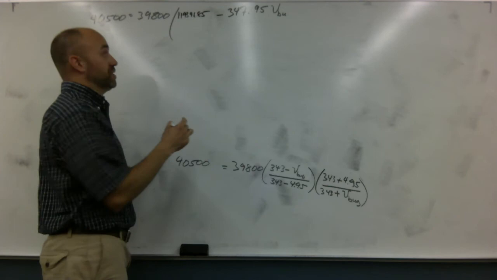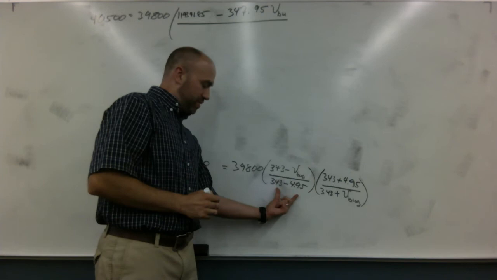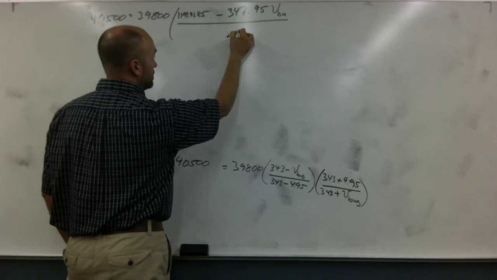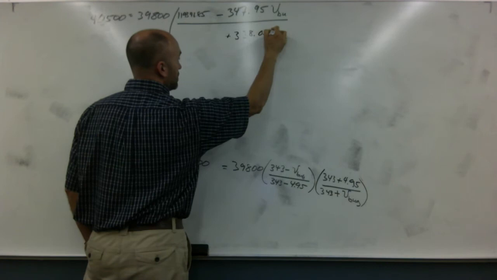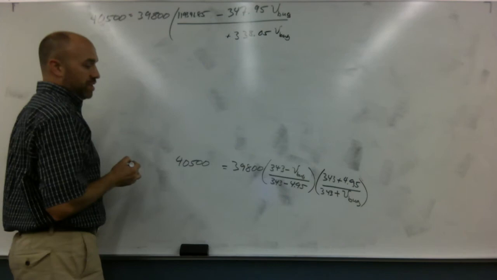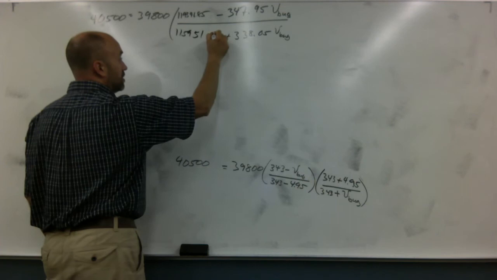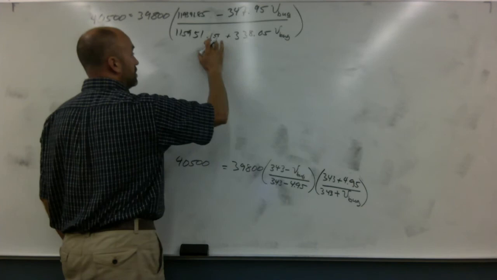11,9346.85. Did I write that right? Okay. Divided by, and I'll do the same thing on the bottom. Find this difference, and then we'll multiply it here and here. 11,59.15. Mm-hmm. Okay.